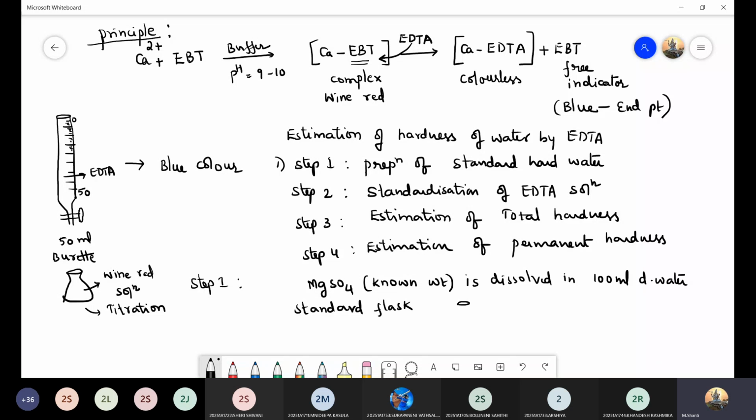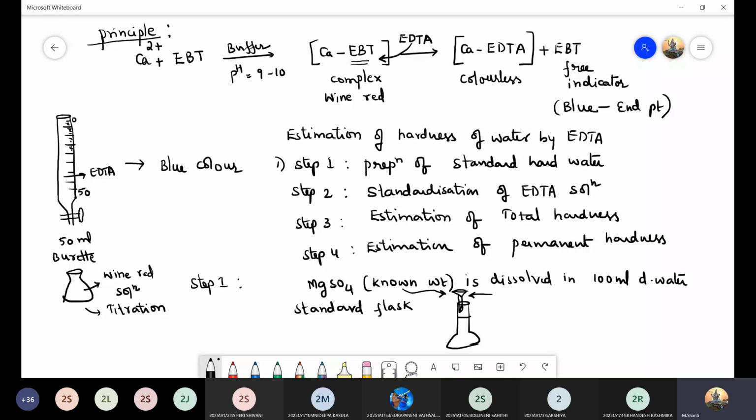So the flask will be like this. I don't know whether you have seen this earlier or not. This is a standard flask. So what you'll do is you'll use a funnel like this. First you'll transfer the magnesium sulfate. Then you add a little quantity of distilled water. Then you try to get a dissolved salt solution. If you add water at once, what will happen? The magnesium sulfate salt particles will be left undissolved.